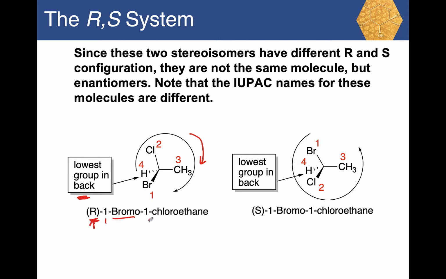R-1-bromo-1-chloroethane. Let's look at this other one. The hydrogen is again in the back, so we go 1, 2, and 3. This direction here is counterclockwise, so it gets an S. So the name of this molecule here is S-1-bromo-1-chloroethane. Notice they are different because of the R and the S. Conclusion, these molecules are enantiomers.